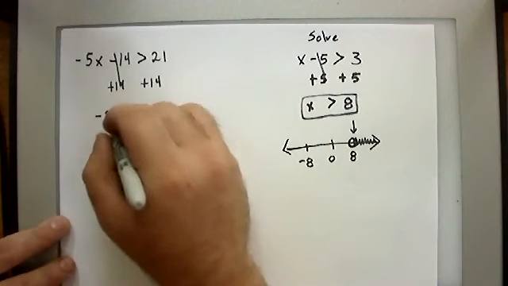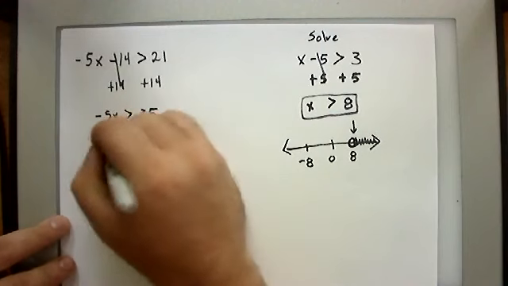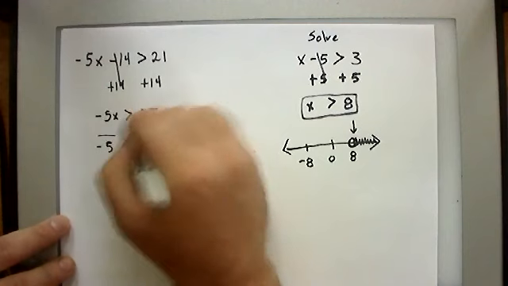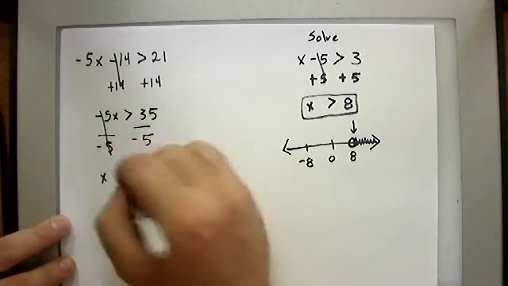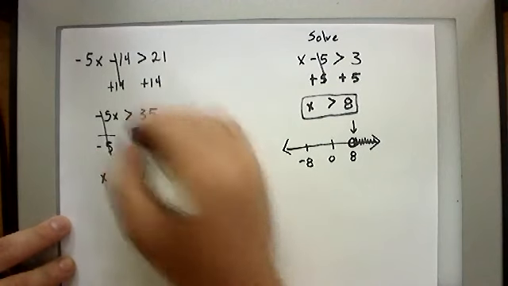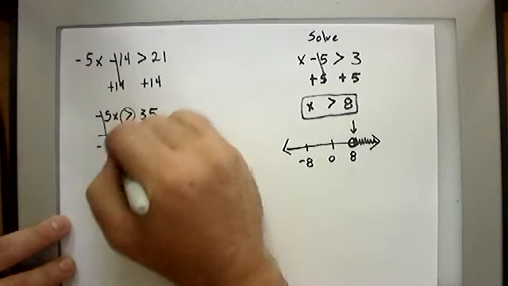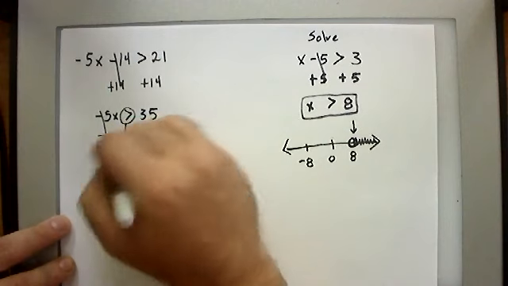We need to get the -5 off of the x, as you know, so we're going to divide by -5, divide by -5. So we have x on the left side. 35 divided by -5 is -7. And this time, the inequality sign is going to flip around.